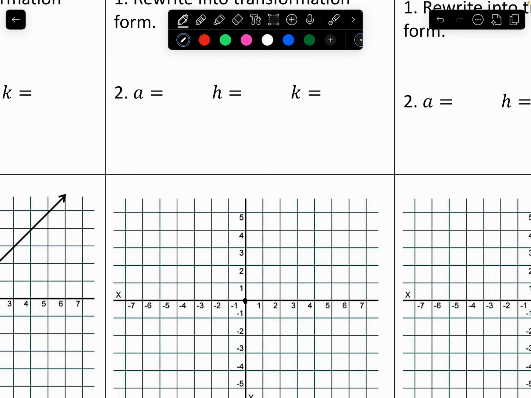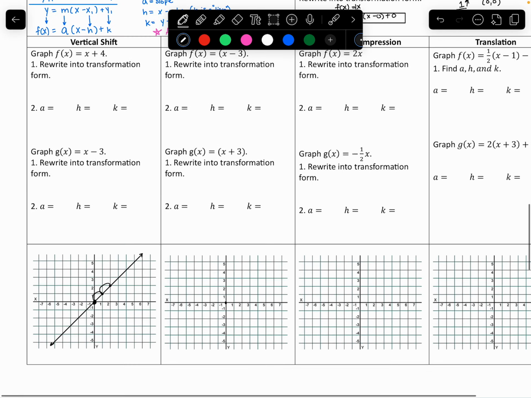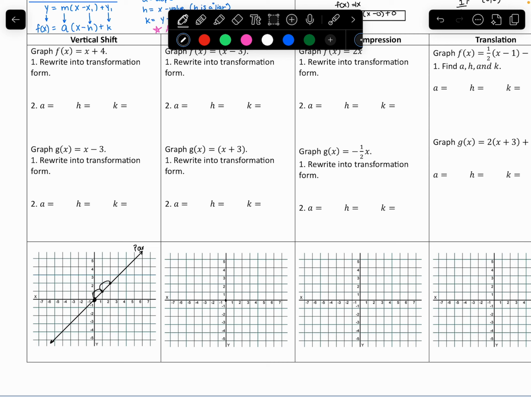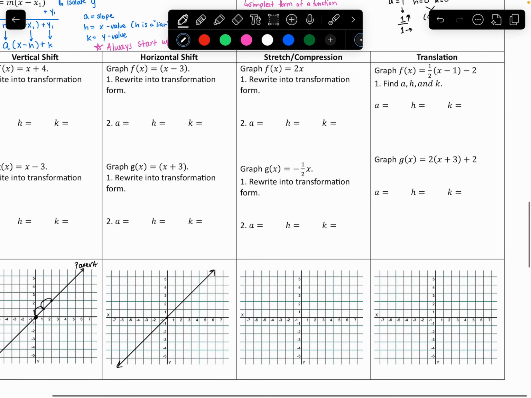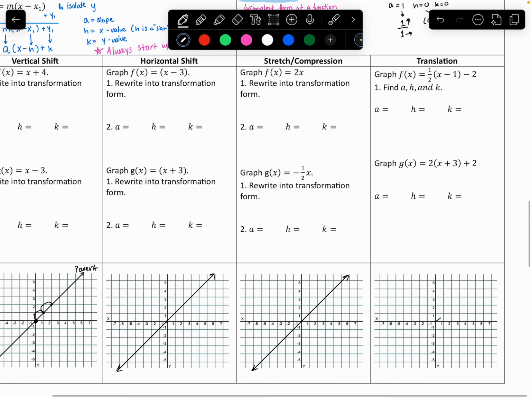I want you guys to write down all the parent functions. So I want you guys to write parent functions, just like this. Okay, go ahead and pause if necessary. So write your parent functions in pencil.